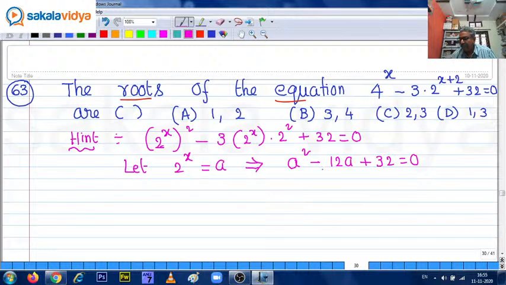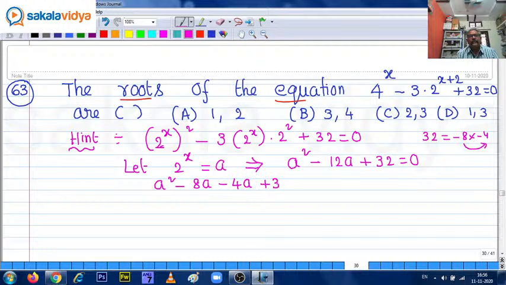So let us solve it now. 8 4s are 32. This 32 we can write as minus 8 into minus 4. So minus 8 plus minus 4 is minus 12 only. This we can write as a square minus 8a minus 4a plus 32 equals 0. A common, we have a minus 8, minus 4 common, a minus 8 equals 0.